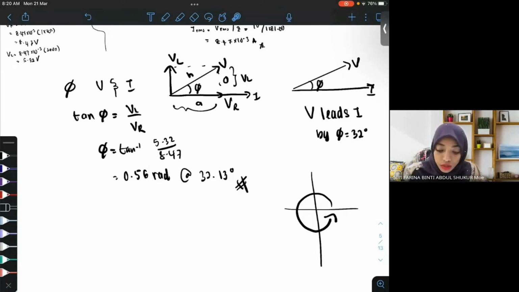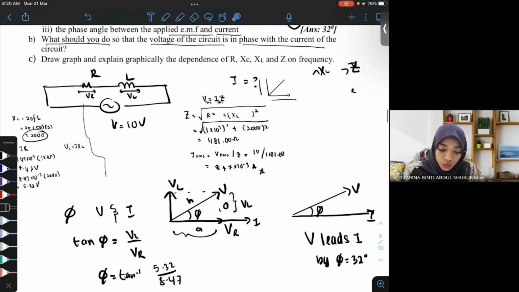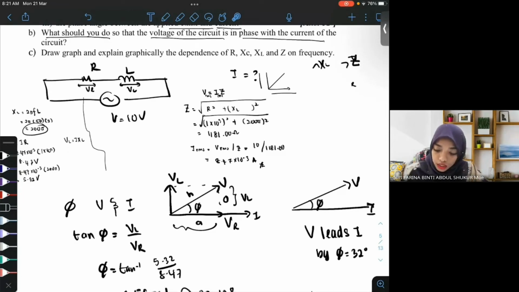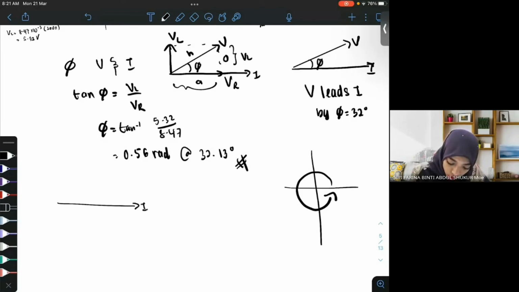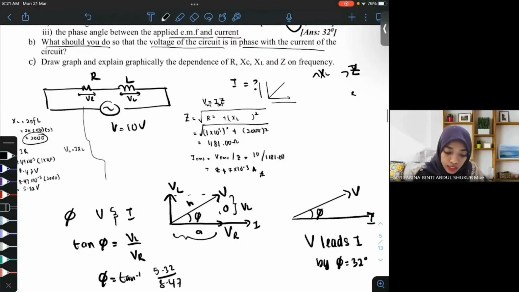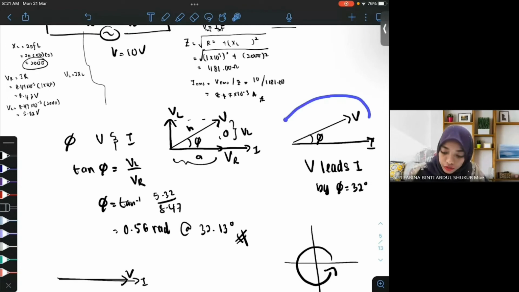Okay, so now the question is, how would you make this V to be in phase dengan current? Maksudnya kita tak nak V mendahului current. So macam mana kita nak jadikan V dengan I berada pada fasa yang sama supaya bila mereka rotate, mereka akan rotate bersama-sama. Kita tak nak ada orang leading. Which means you want your I and your V to be sitting on the same position at the same time. Okay, kita nak V dengan I duduk sama-sama. Okay, itu soalannya. How can you make this graph into this graph?